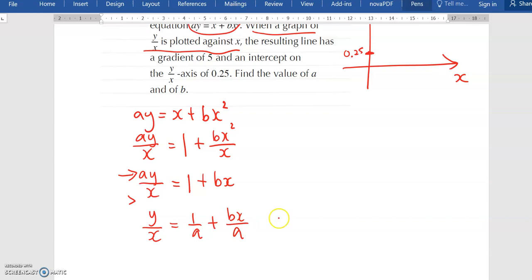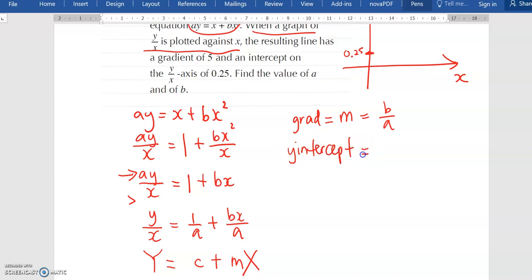Okay, so if you were to compare capital letter Y equals mx plus c, from here straight away you can tell that the gradient is your m and is given by b over a, and then your y-intercept is actually 1 over a. So therefore, if that's the case, the intercept, which is 0.25, is actually 1 over a, and therefore the answer for a is 4.